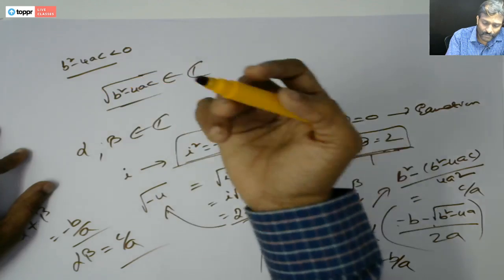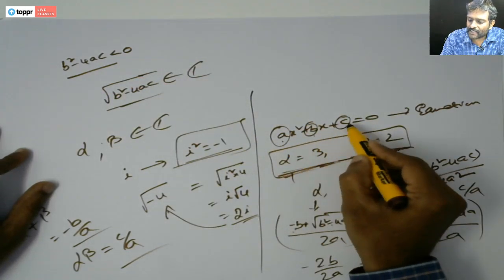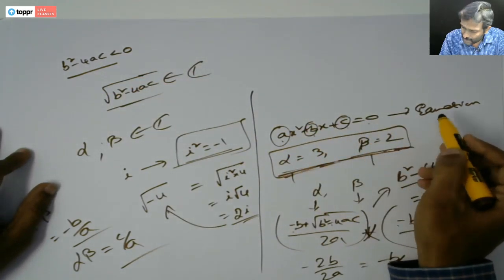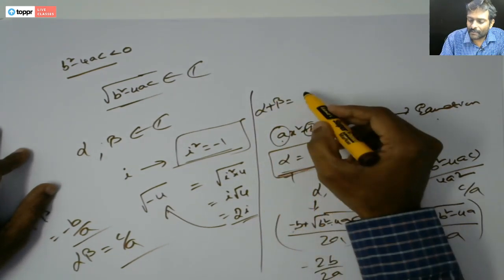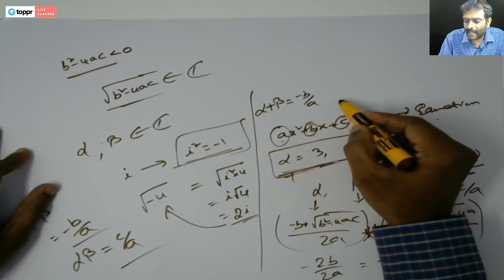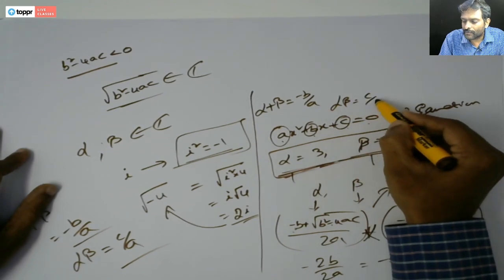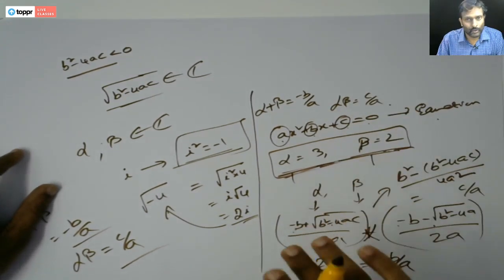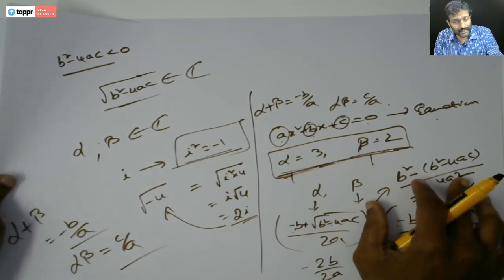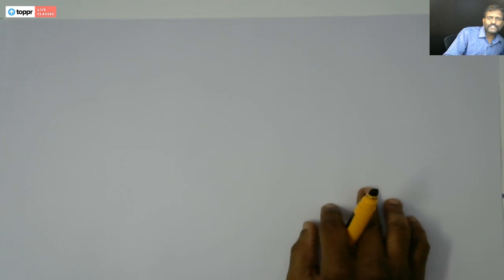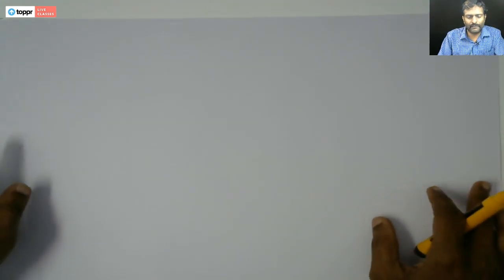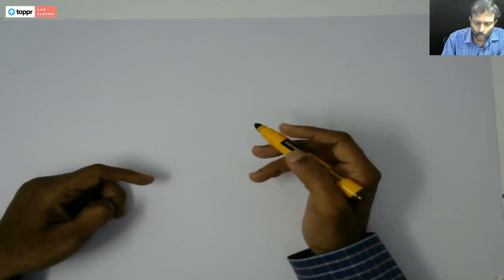So when ax square plus bx plus c is equal to 0 is our quadratic equation, the sum of the two roots, alpha plus beta, will be equal to minus b by a, and alpha beta is equal to c by a. These are the product and sum of the roots here. So let us see how this works when we have imaginary roots.